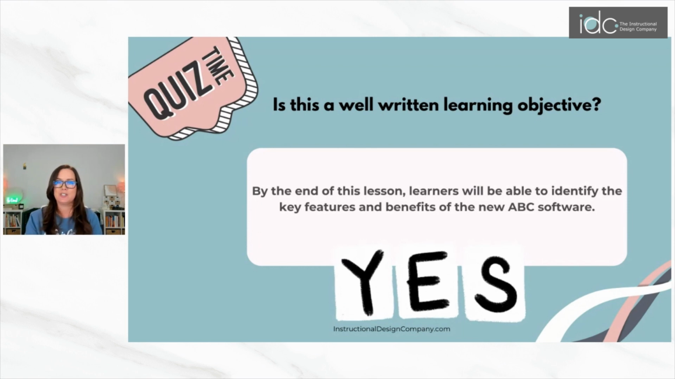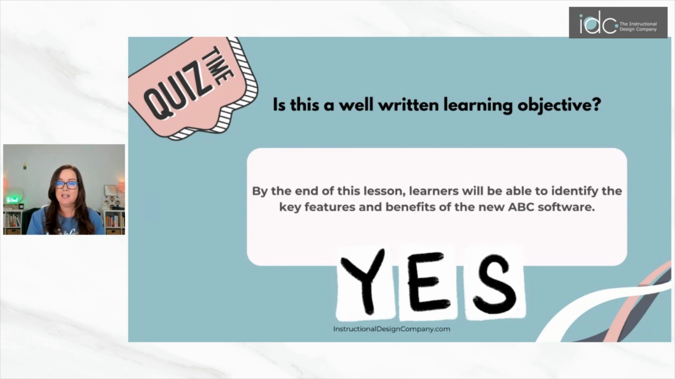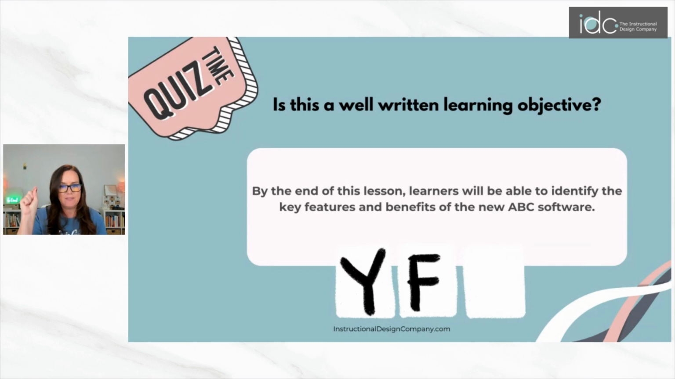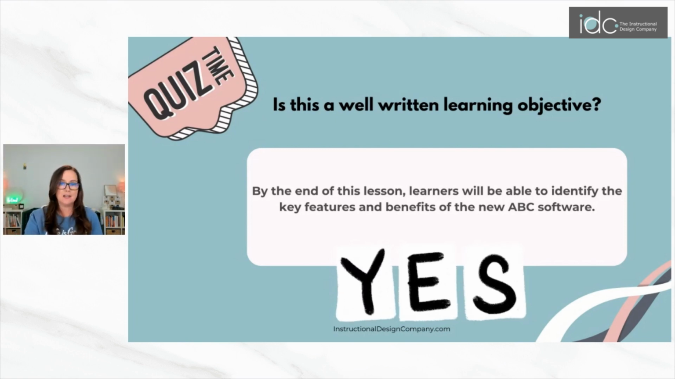An objective is written from the lens of the instructional designer and from the facilitator to help guide that learning experience. So it's well written because it's specific and it's measurable. So I can measure, I can observe whether or not they can identify the key features and the benefits. And I have that extra criteria of the new ABC software. So I had the action verb, I had the what, and then I had the additional criteria. The additional criteria are not required.